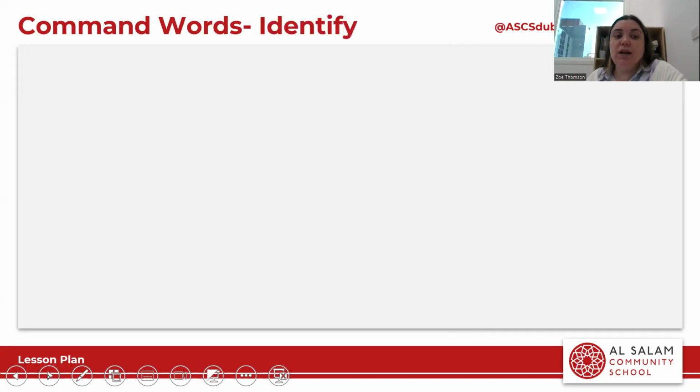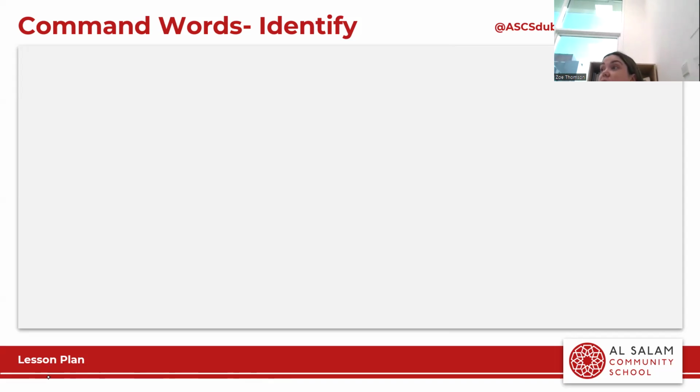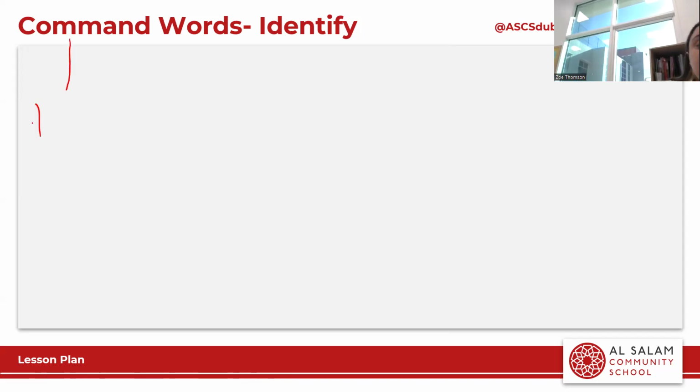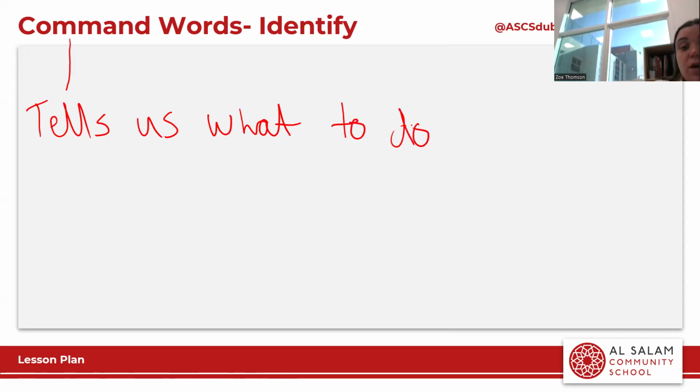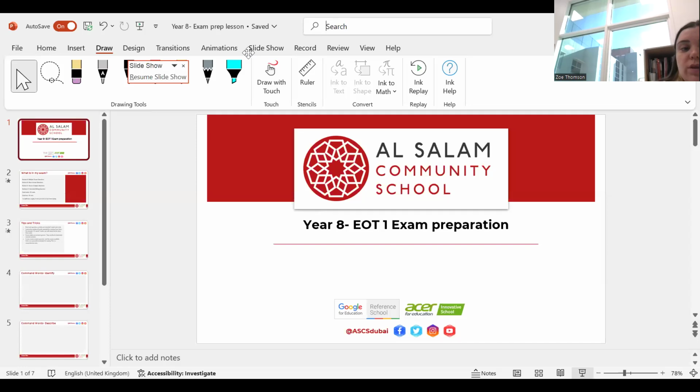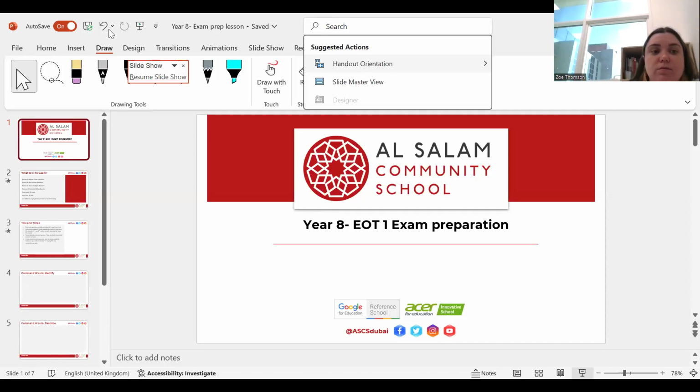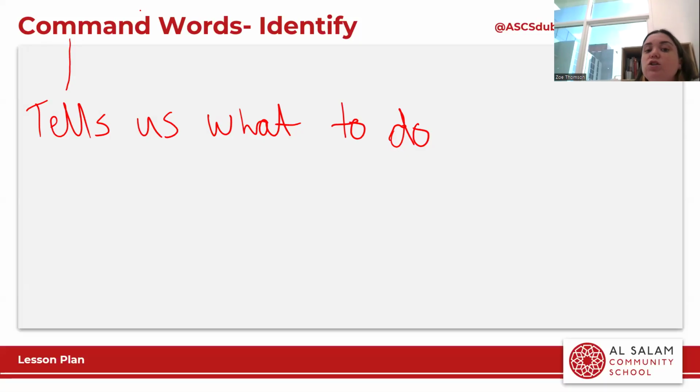Okay? Now, command words. I mentioned to my class specifically the other week what command words are. And we said that a command word tells us what to do. That is essentially what a command word is. It's telling us what we need to do.